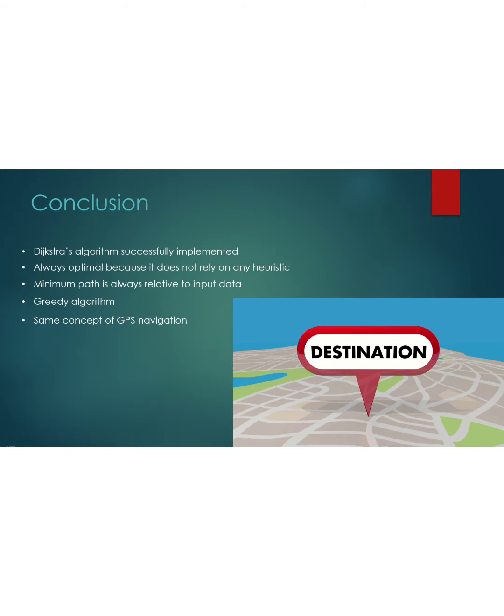In conclusion, we were able to successfully implement Dijkstra's algorithm to find the shortest path between any two vertices in our map graph. This solution is always optimal because it does not rely on any previously known routes or information. The minimum path will always be relative to the input data. It uses the greedy algorithm, which means it makes the locally optimal choice at each stage. This is basically the concept of GPS navigation. You enter a start and the ending point, and the GPS tries to find the shortest route between both points.